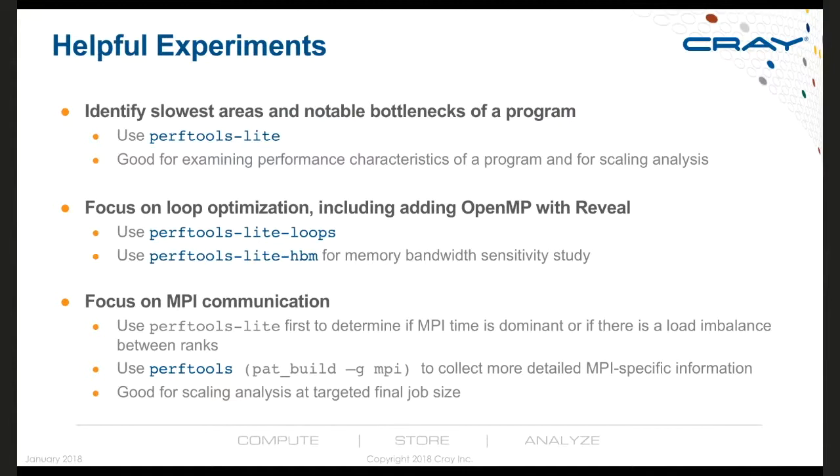The light HBM experiment is very helpful if you want to understand if you have memory bandwidth issues. As I mentioned, with using MCDRAM on KNL, but also just plain tuning loops. So this can be used on other processors like Haswell as well. We can show you where your memory traffic hotspots are. Again, this is the Cray compiler experiment. So those two loop optimization experiments need the Cray compiler to be able to use them.